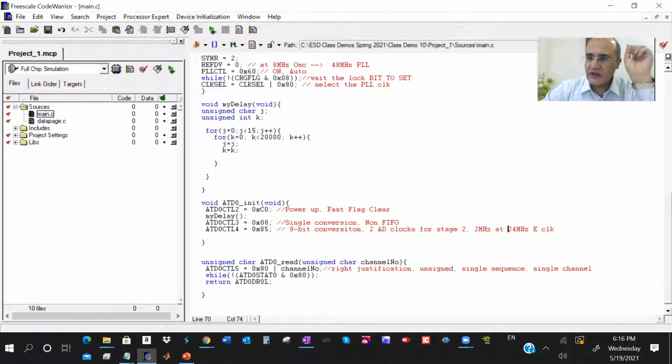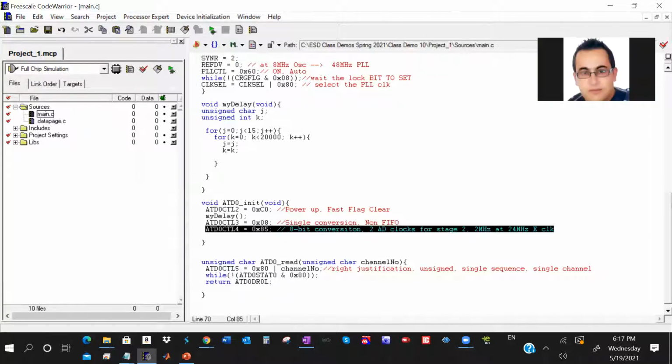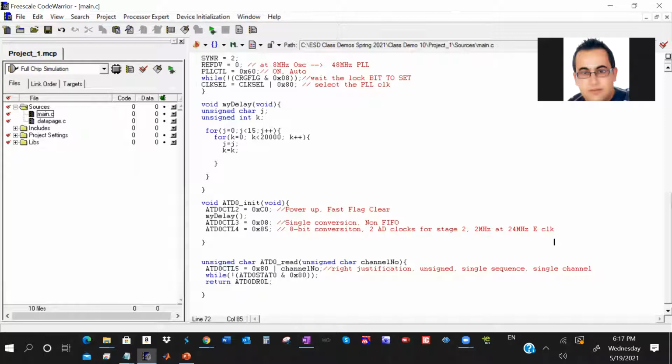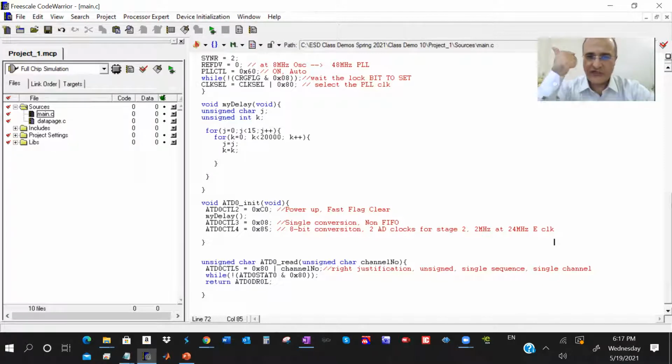And our PLL E clock is 24 megahertz. We did the math, it was 85. Mustafa told me 85, right? Correct, Doctor. If it's wrong, write Mustafa. Okay. So this is to initialize everything. We set the resolution, we set the speed, and we powered up.